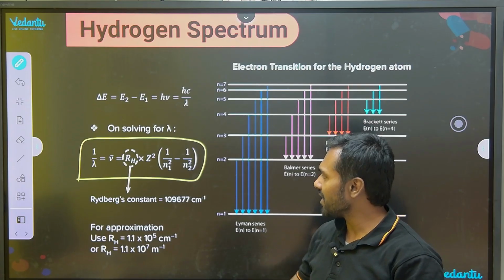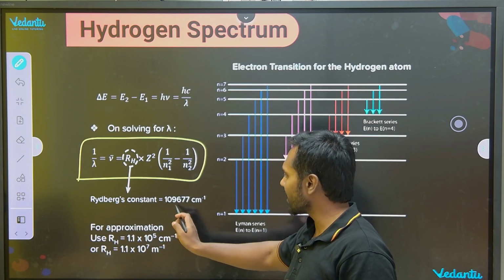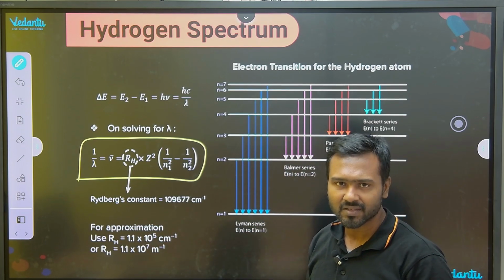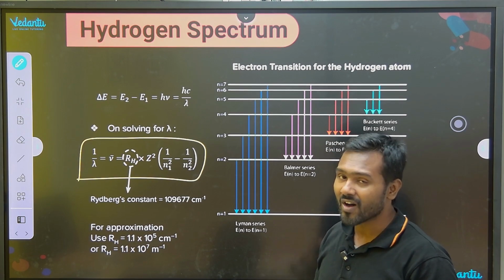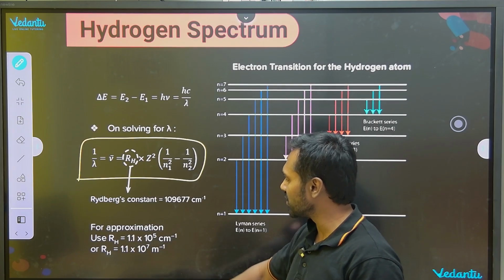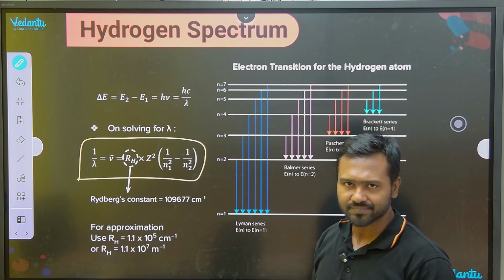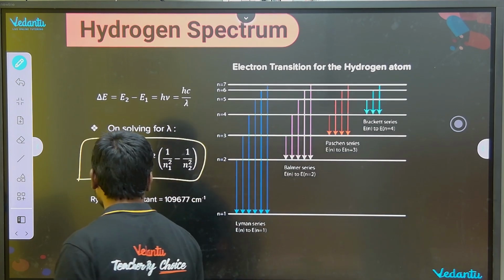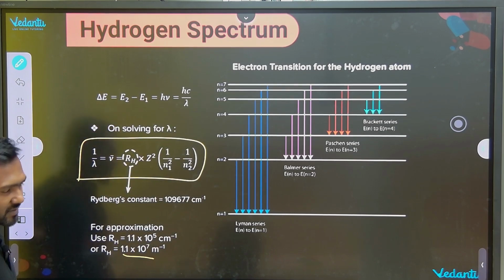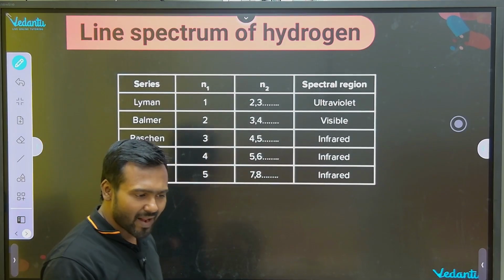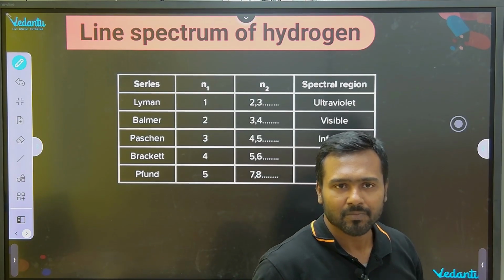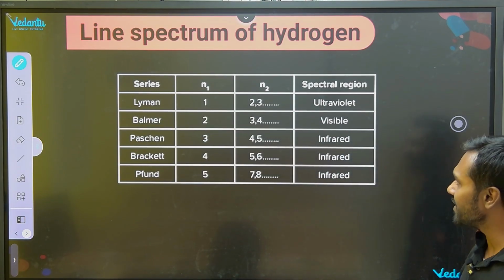Here RH is called the Rydberg constant. Its value is 109,677 centimeter inverse. For fast calculations, you can consider 1.1 into 10 to the power of 5 centimeter inverse, or else 1.1 into 10 to the power of 7 meter inverse. In the hydrogen spectrum, we have a total of 5 series: Lyman, Balmer, Paschen, Brackett and Pfund.